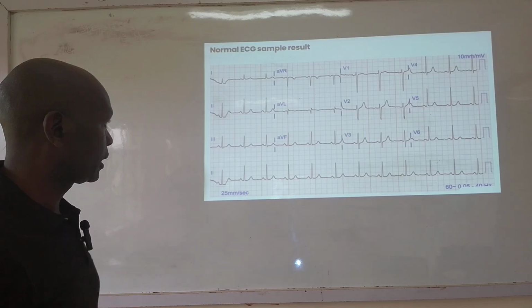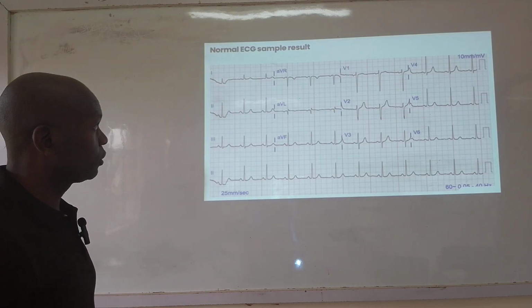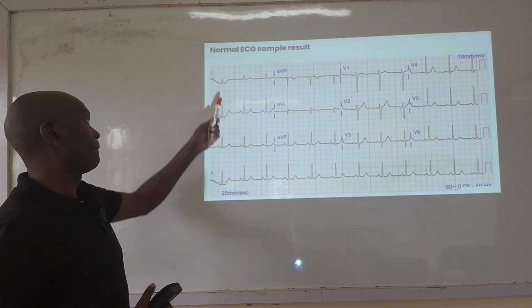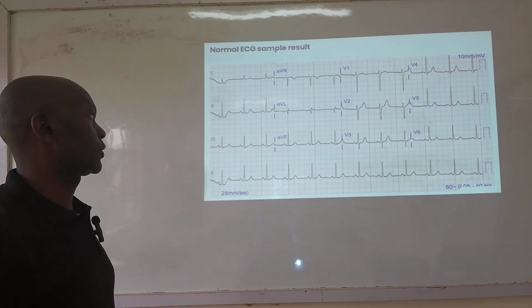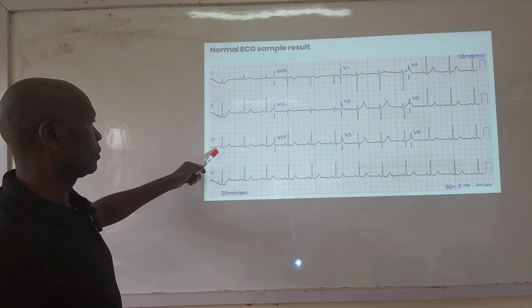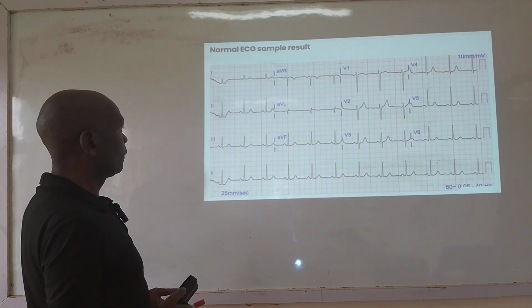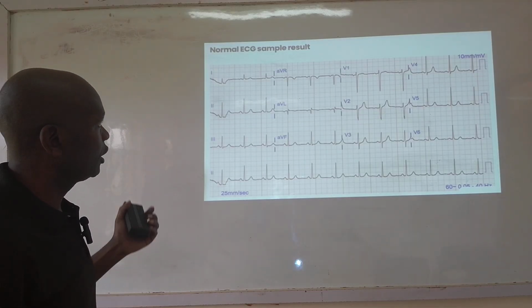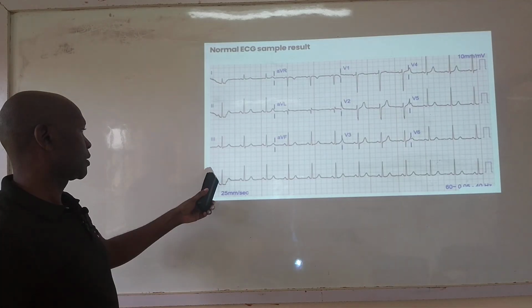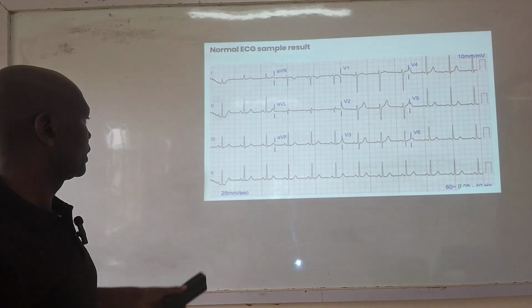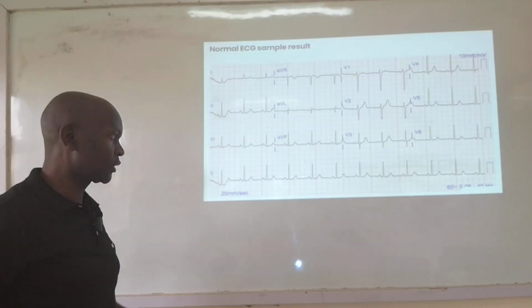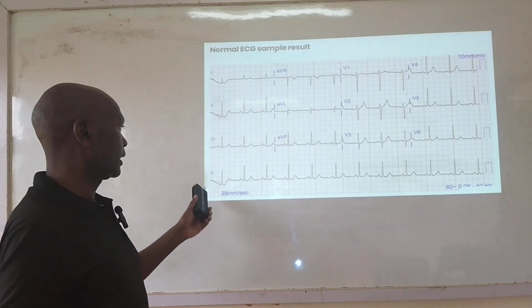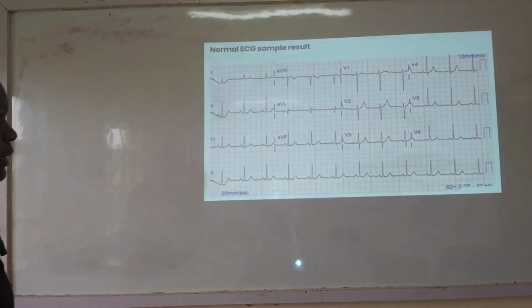But the most important issue here is to know that an ECG report will have 4 rows, of which the first 3 rows have four leads in each row, while the last row is just a replica of V2, and its function is to check or to calculate the heart rate. We shall see as we proceed.